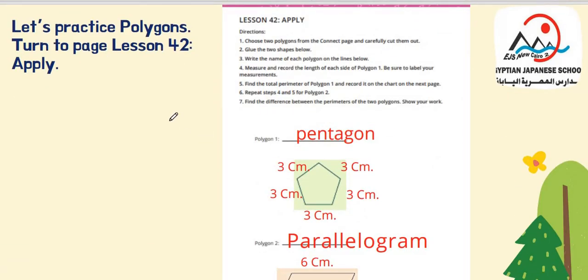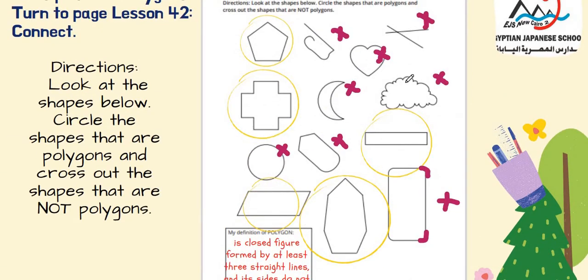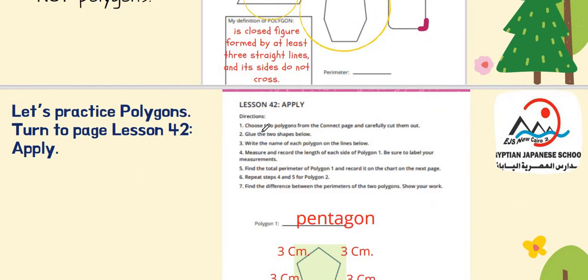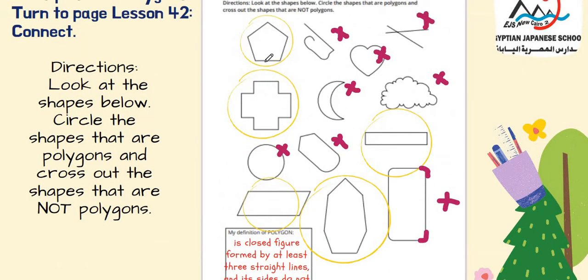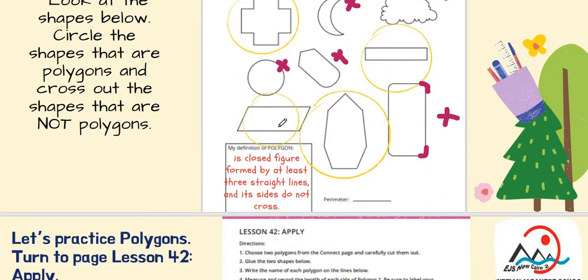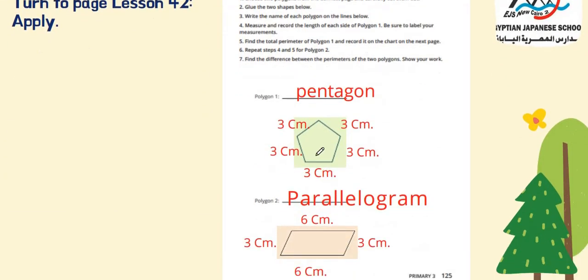Okay, let's continue. Here in page number 125, we have a lot of directions, but it's easy. I have here a lot of shapes. It says to choose 2 polygons from the connect page and carefully cut them out. Glue the 2 shapes. I choose, Miss Shema, a pentagon and a parallelogram. I take it, copy, paste.